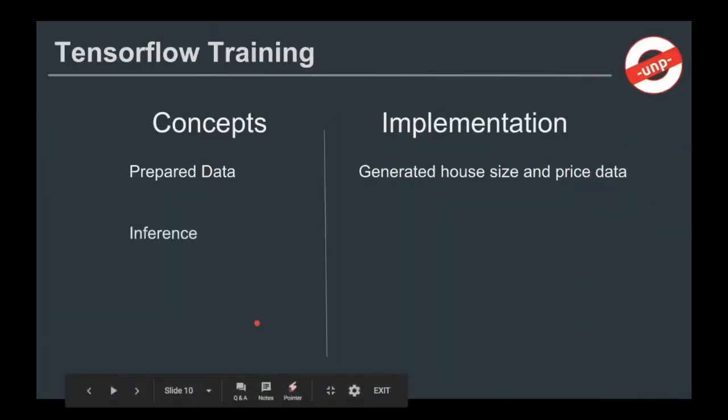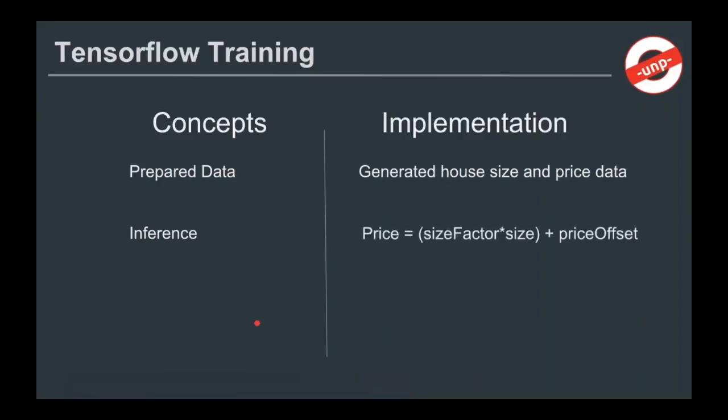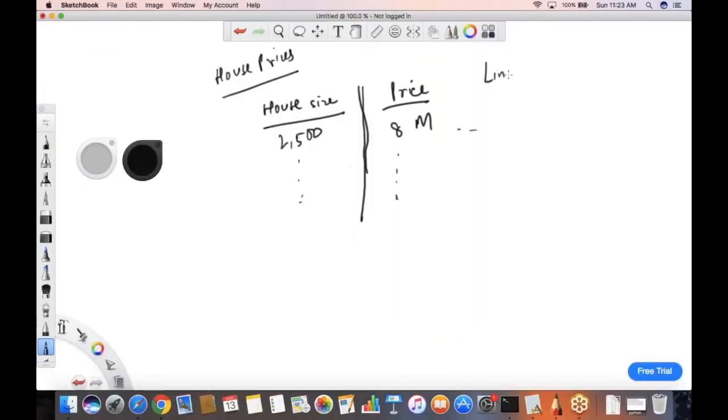The inference that we will try to draw is we will try to come up with this equation where price equals size factor times size plus price offset. Now I'm sure many of us know this equation as linear regression. For those who do not know, don't worry about it. This is just a term. So what I'm trying to say is we will try to predict the price of the house given its size.